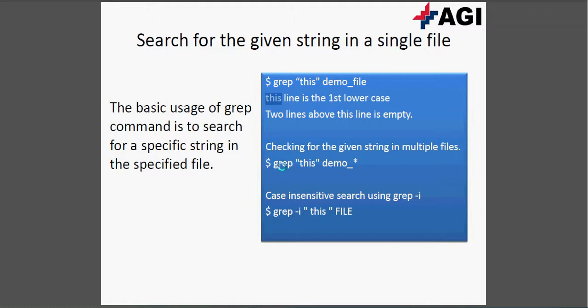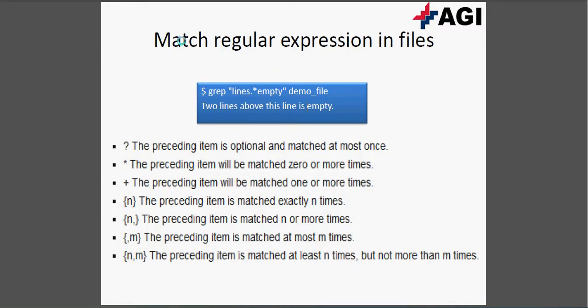I can use grep with multiple files. For that I use a regular expression, asterisk, which indicates to find all files that begin with demo underscore. And I can use grep with the case insensitive option, that is -i, to ignore the case while finding patterns. I can use grep with many other regular expressions as shown below here.